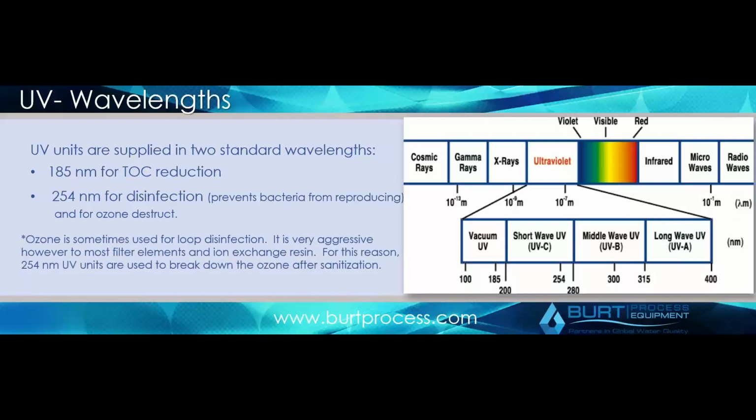Because ozone is sometimes used in the system, either to sanitize the tank or as part of an overall loop sanitization, you can also use a UV light to destroy it. That's typically done with the 254 nanometer UV, which is used to neutralize the ozone present in the water stream during its recirculation process.